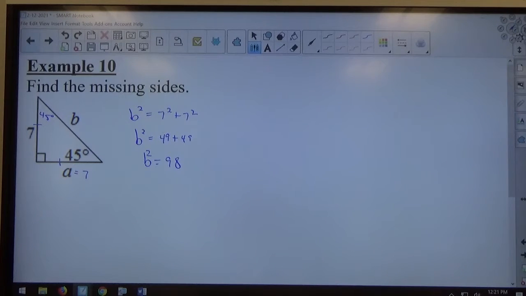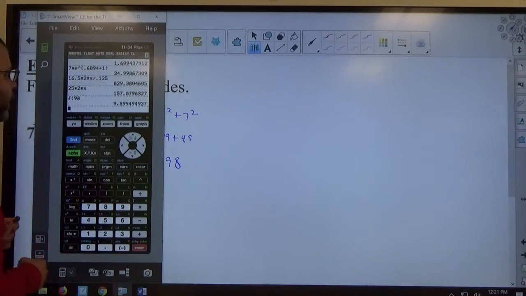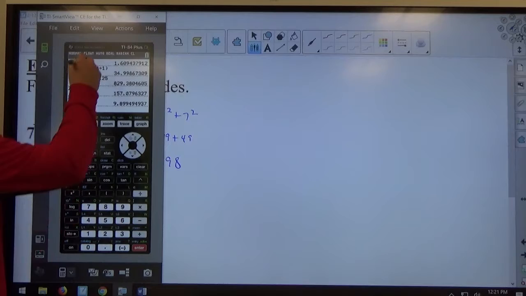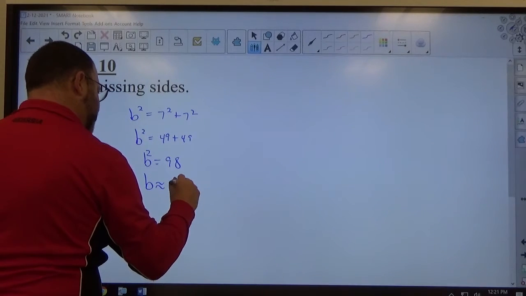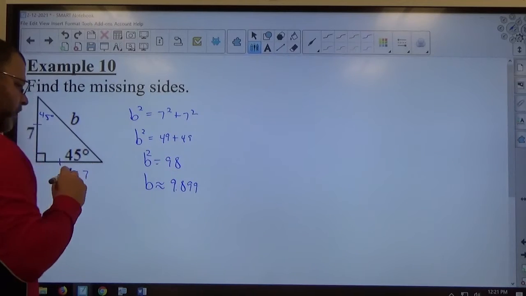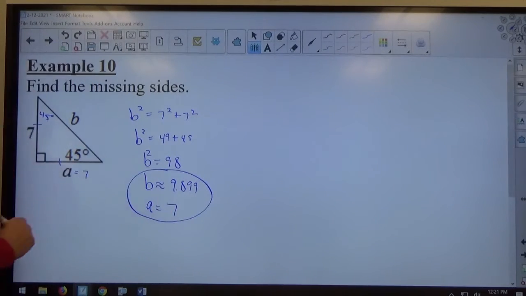And then when we get to this point, we're going to square root both sides. And my calculator says the square root of 98 is approximately 9.899. So B is approximately 9.899. So just like that, we get A is equal to 7, B is 9.899. We found our missing sides. And again, I said that is one way to find the answer to this problem.